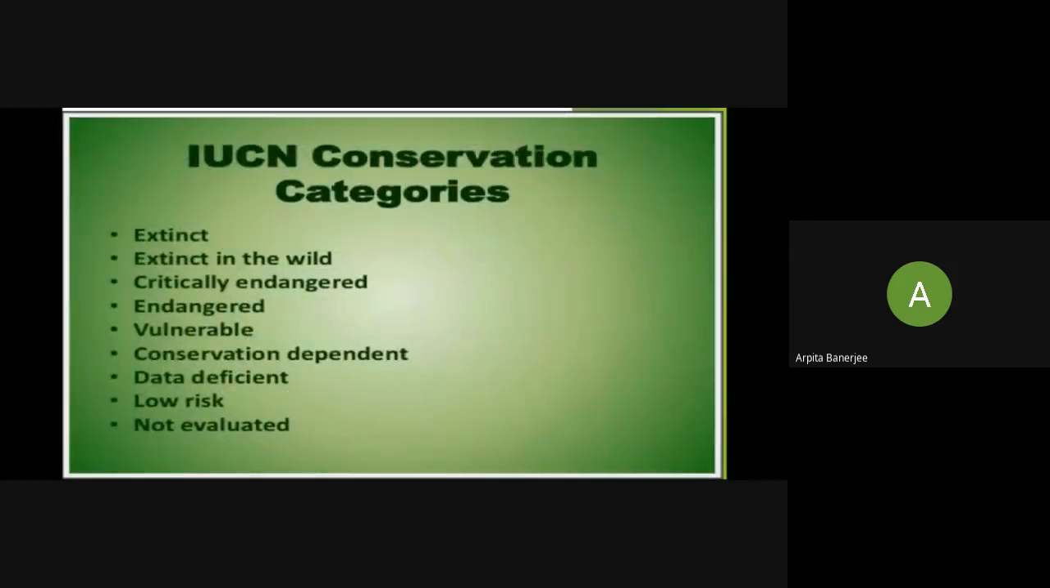These are the conservation categories enlisted by IUCN. What are they? First, extinct. Second, extinct in the wild. Third, critically endangered. And fourth, endangered. Fifth, vulnerable. Sixth, conservation dependent. Seventh, data deficient. Eighth, low risk. Ninth, not evaluated. This has to be taken by IUCN. Let's move to the next slide.